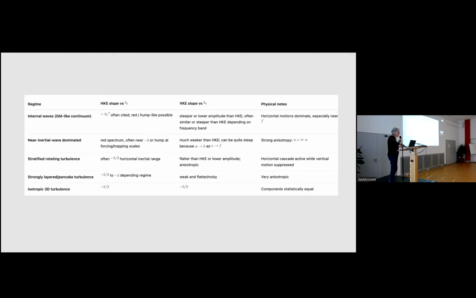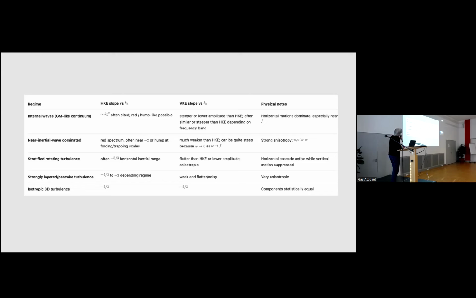So what are we seeing? Can spectra help us to decide what we're seeing? So for internal waves, we know that, for example, the horizontal wavenumber spectrum often exhibits this k to the -2. Near-inertial waves dominated, again, k to the -2 or flat. Stratified rotating turbulence in the horizontal, -5/3 extends. And strongly layered pancake turbulence, -5/3 to -3. And then isotropic turbulence, -5/3.